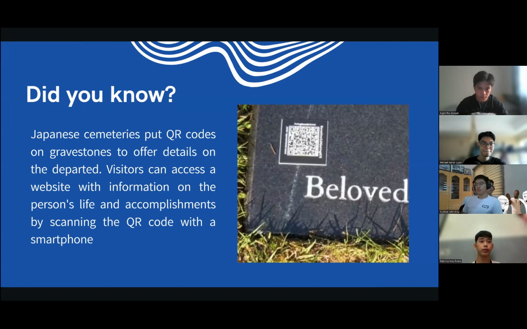You may be surprised to learn that several Japanese cemeteries put QR codes on gravestones to offer details on the departed. Visitors can access a website with information on the person's life and accomplishments by scanning the QR code with a smartphone. On the next slide, you can see how this happened in the video made by CNN.